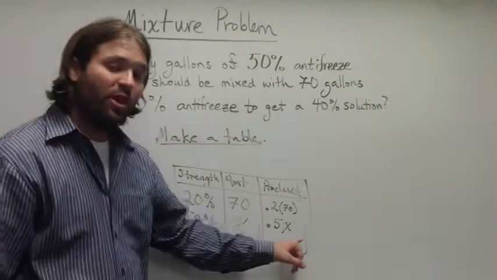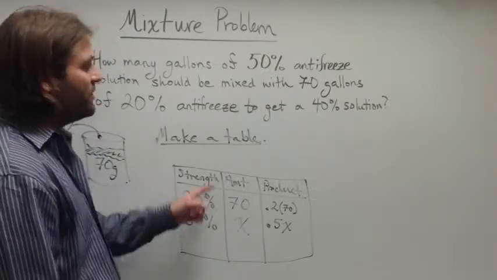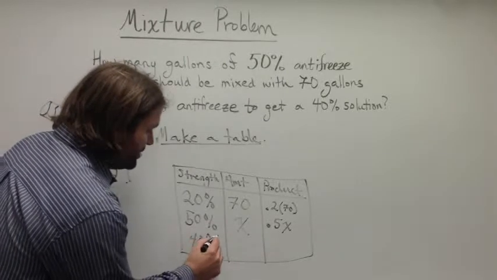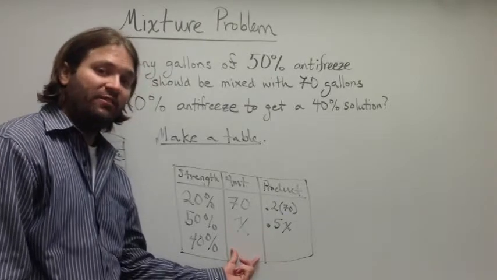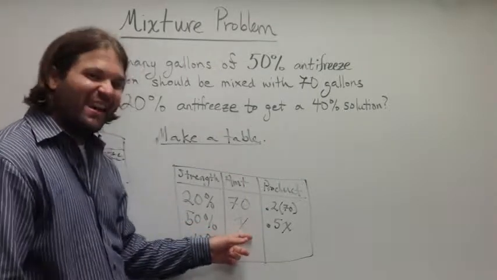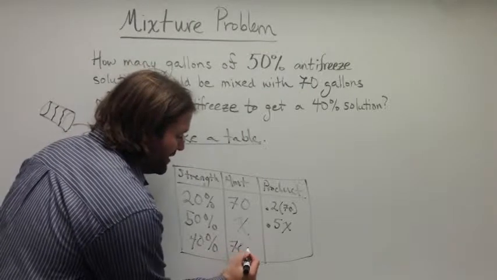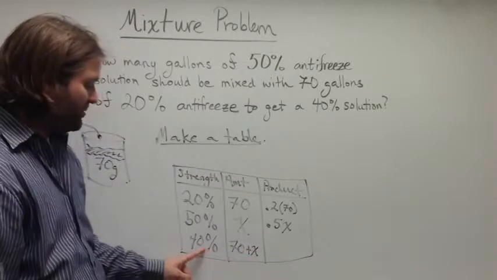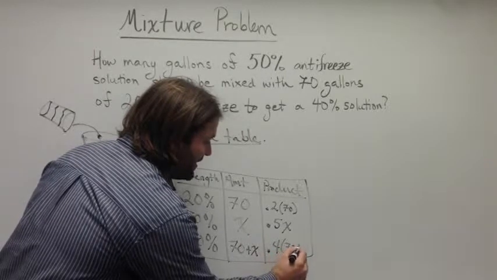Now, the last row that we have here is the resulting solution that we want. So it tells us that in the end, we want to get a 40% solution. Now, how much of that solution are we going to have? Well, if we started out with 70 gallons, and we add x gallons to that, then the resulting amount is going to be 70 plus x. And so here in this last column, we're simply going to multiply these. So it's going to be 0.4 times (70 plus x).